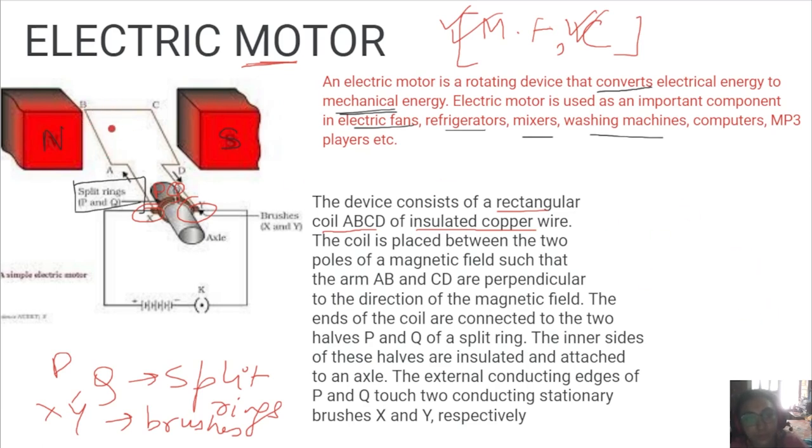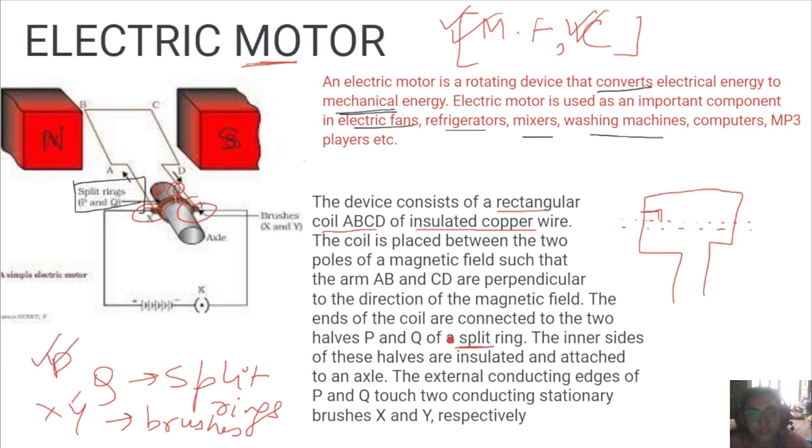The coil is basically placed like this, straight, vertically, and the magnetic field is like this. So basically it is producing an angle of 90 degrees, even if it does not look so in the picture, but imagine that the angle formed is 90 degrees between the field and the placement of the copper wire. The ends of the coil are connected to the two halves P and Q of a split ring. So that's the split ring that I told you about.